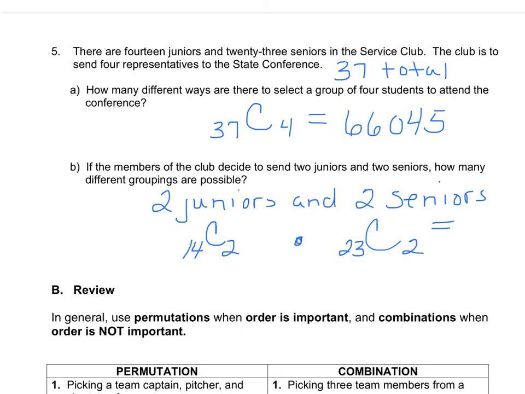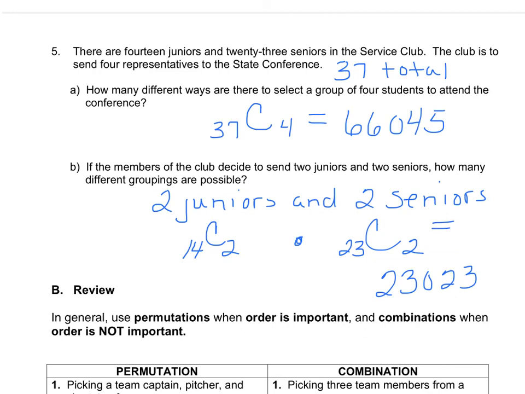So here we go. 14, math, scroll over to PRB. We're going to choose number 3 for combinations, 2, times 23, math, scroll over to PRB. Number 3 for combinations, 2, enter. Hopefully you ended up with 23,023. So again, in this case, letter B, it was kind of like a restriction, but it was more of a combination restriction because we still were using all the juniors and all the seniors. We just wanted a certain amount of each. So we actually had to separate it by the word and.